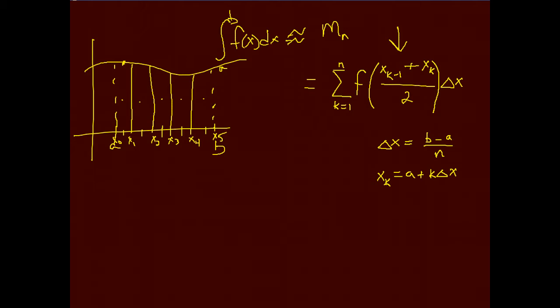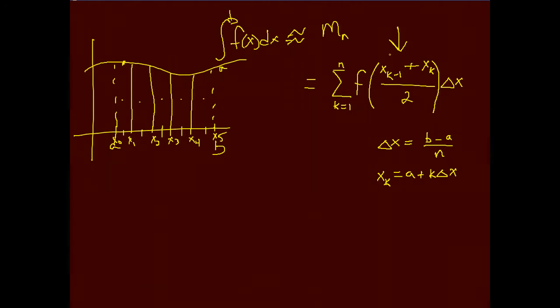Okay, right here in our situation, we only have 5 subintervals, so delta x would be whatever b minus a is, divided by 5. And x sub k is defined as a, our starting point, plus k times delta x. So how many delta x's are we away from our starting point?